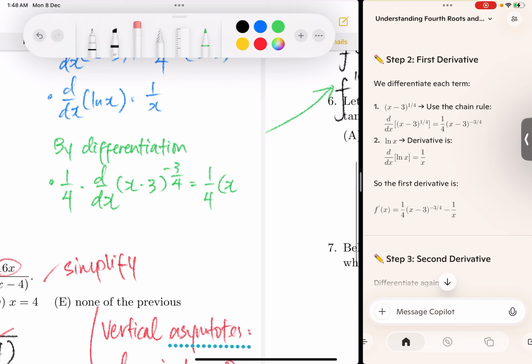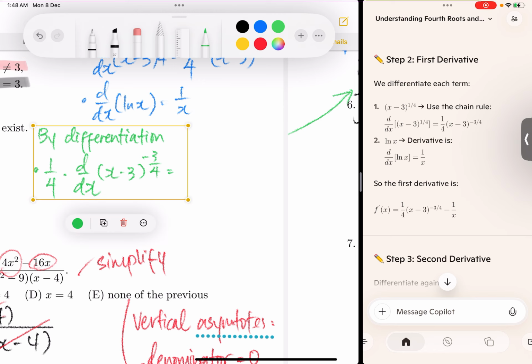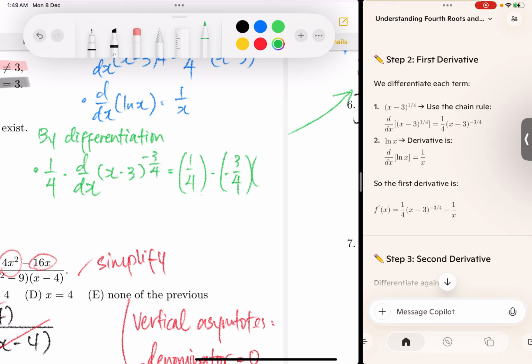No, sorry. I think I might have to move it to this side because we have no space. Okay, by differentiation, right? It will equal to, you can pause the video anytime, you can do it on your own. It will equal to negative 3 over 4. Sorry. 1 over 4 times negative 3 over 4 times x minus 3 to the power of, okay, we minus 1 here again.